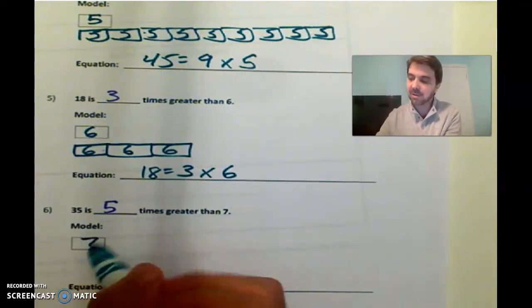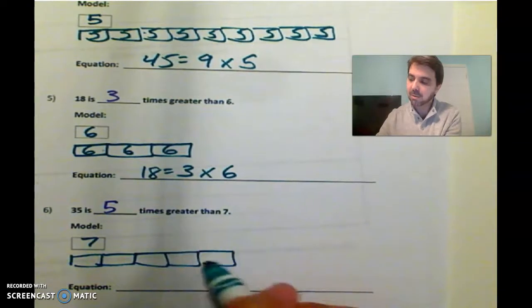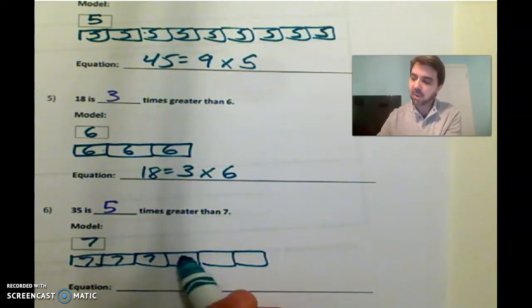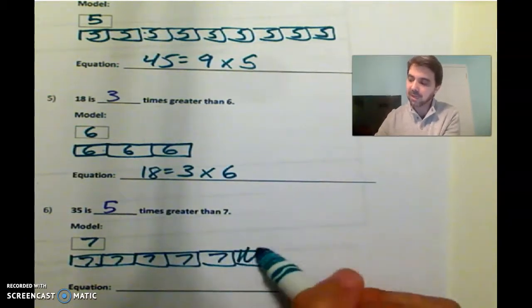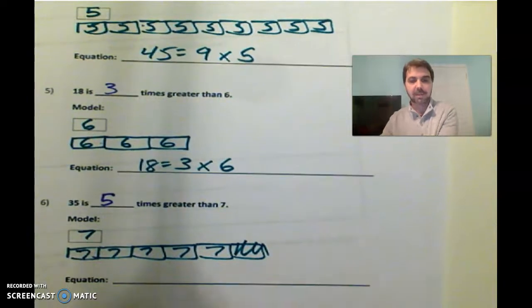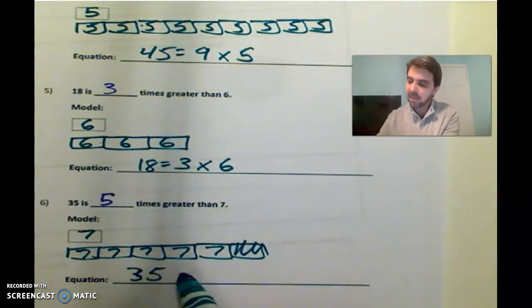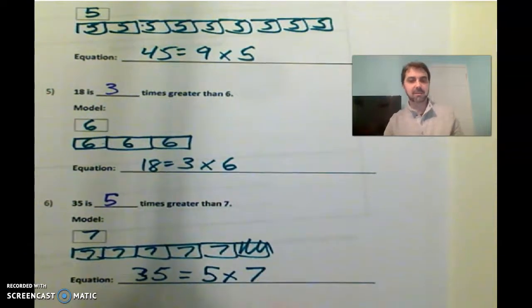Because if this is 7, how many 7s does it take to get to 35? Let's see, 7, 14, 21, 28, 35. I did too many, so it's just 5. Okay, so we could say that 35 is equal to 5 times 7. 5 times greater than 7.